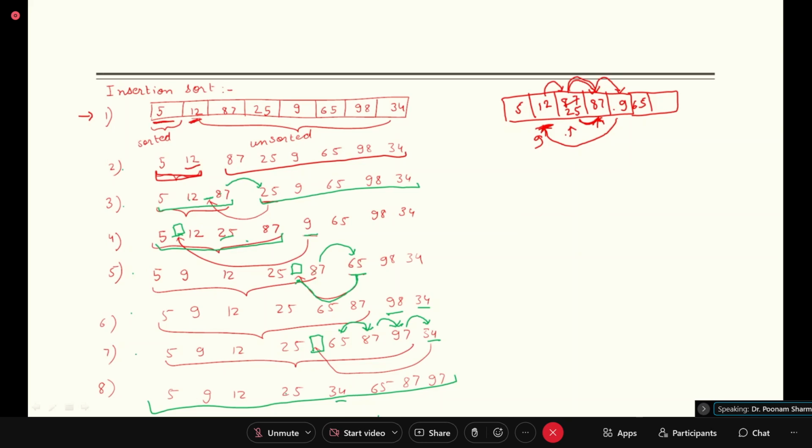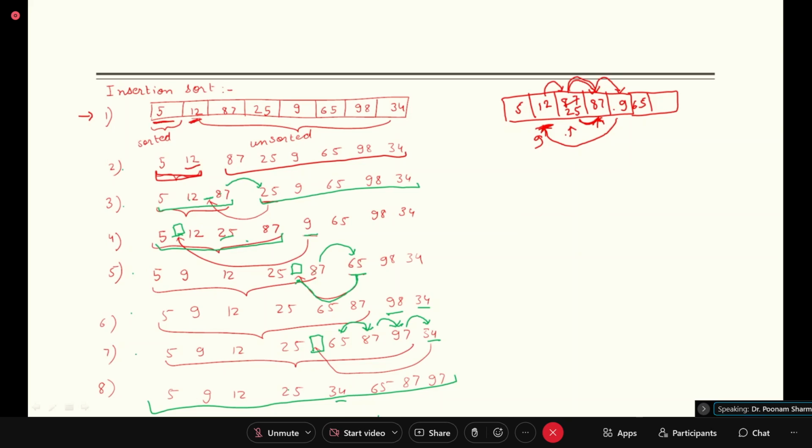For how many elements? For 8 elements. Okay, so n minus 1 iterations are required. In the earlier case, if you remember, we were having n minus 1 iterations, but each iteration was having certain comparisons, right? So every 2 elements were compared in each iteration. So definitely in this case, a smaller number of computations is required.